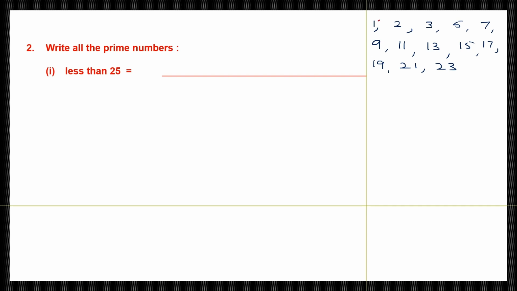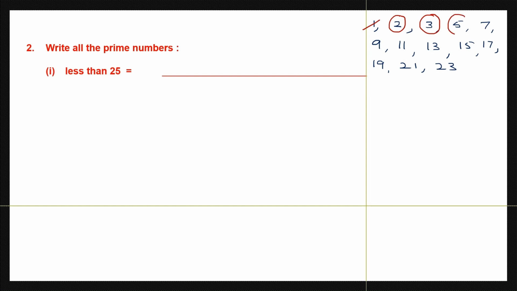So I've written all the odd numbers less than 25, plus 2 because 2 is the only even prime number. Now 1 is a unique number, so it's not a prime number. Now let's look at the other numbers and see. 3 is a prime number because it is divisible only by 1 and 3. That is 3 ones are 3. No other number will give us 3.